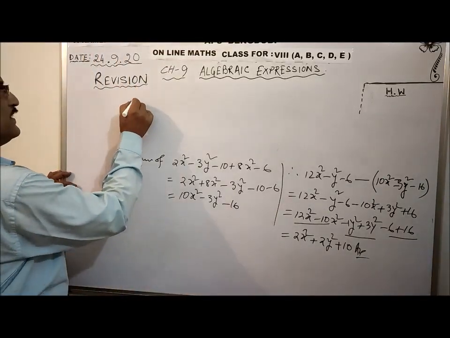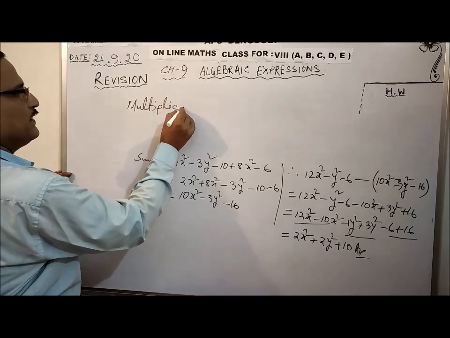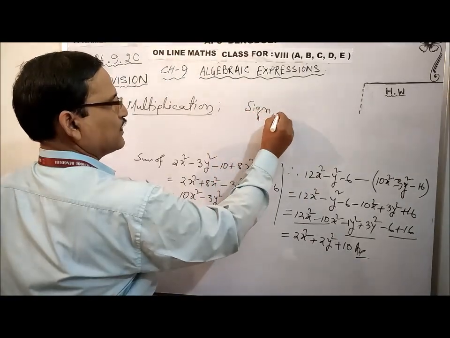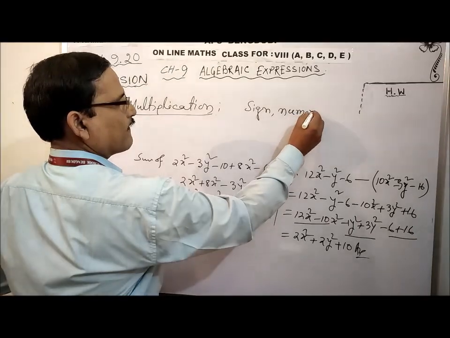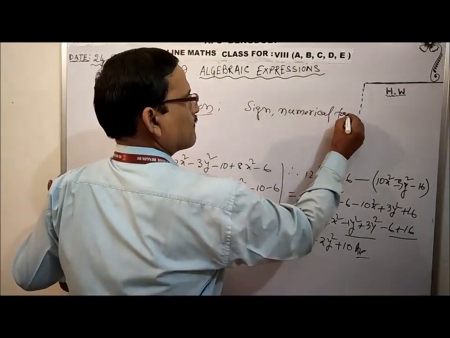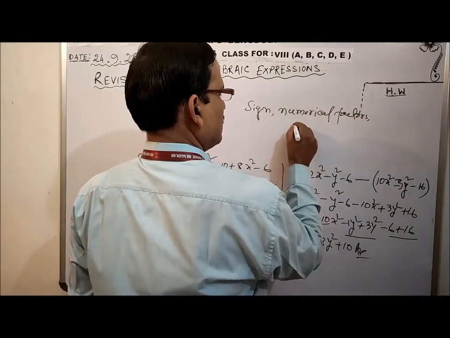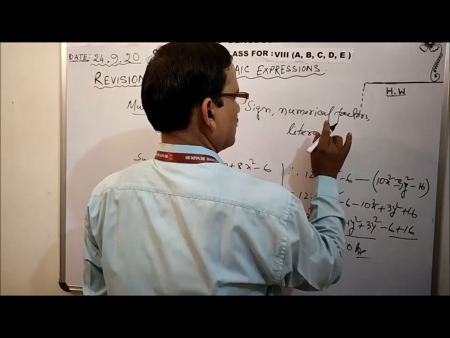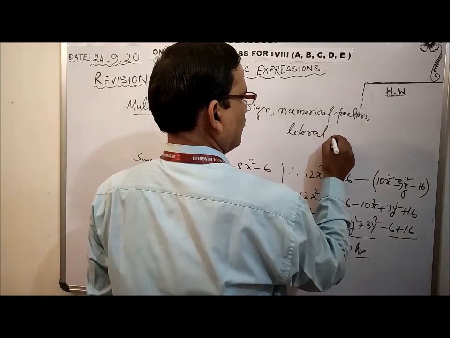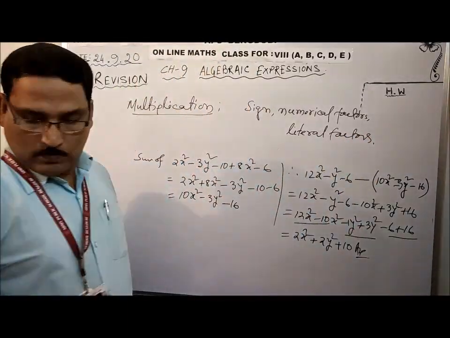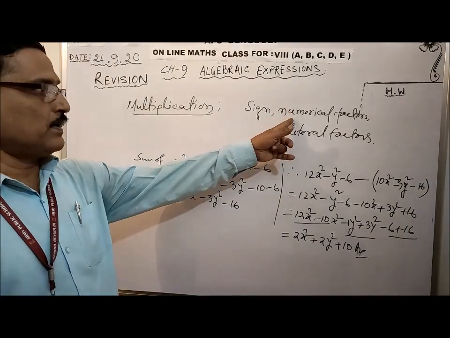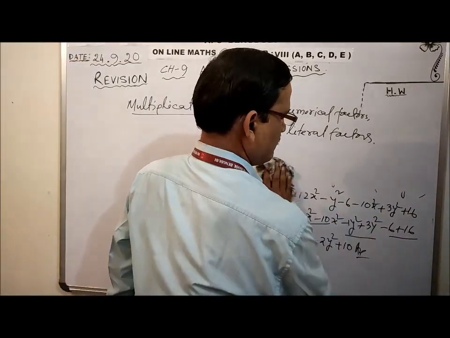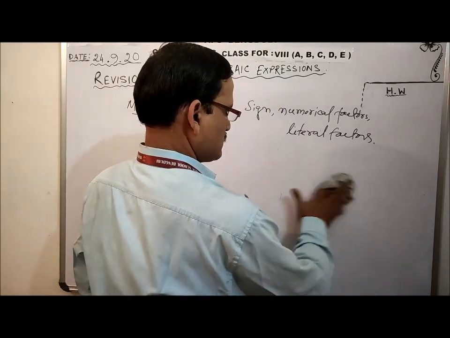Multiplication. What to do? You have to remember first the sign, then the numerical factors, and then the literal factors. These are the three parts: sign, numerical factor, literal factor. You have to remember them for multiplication.